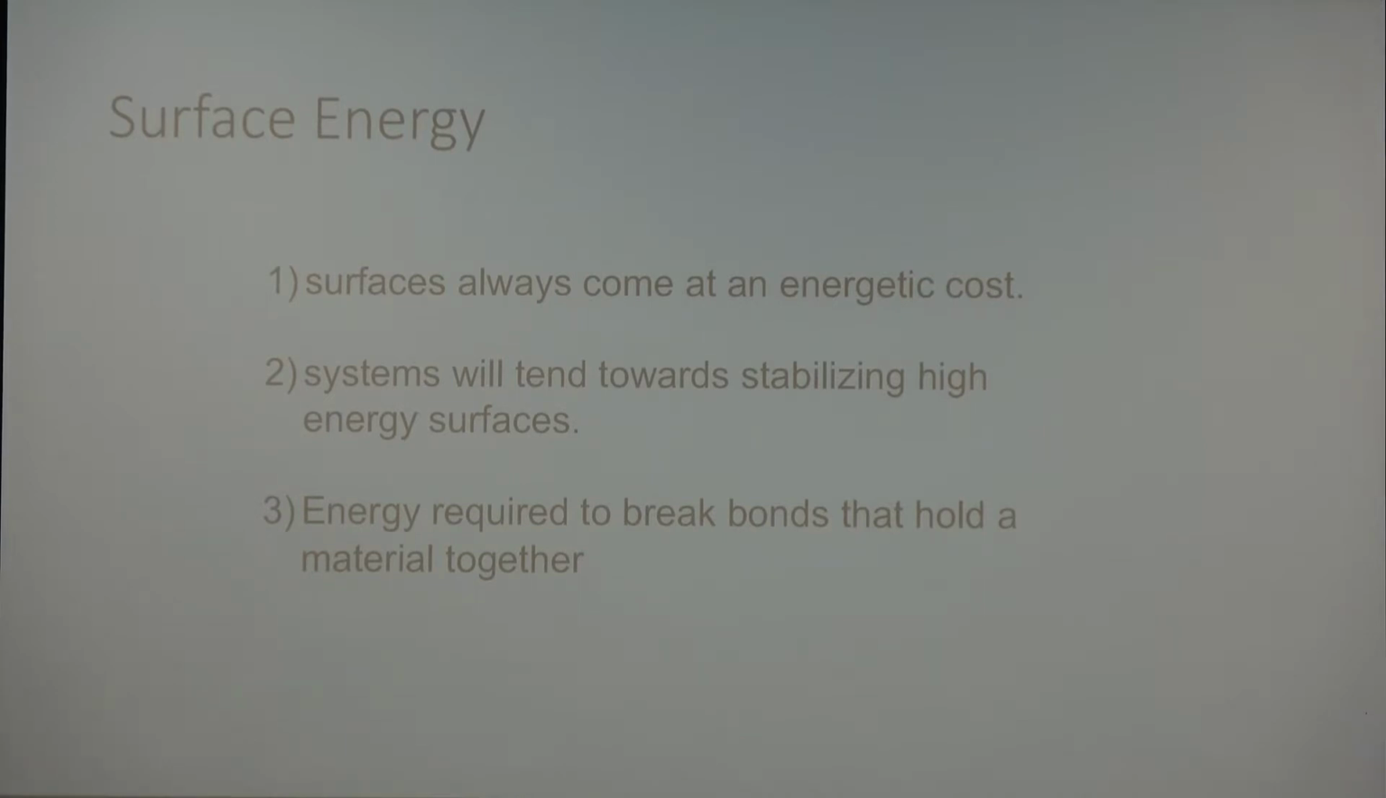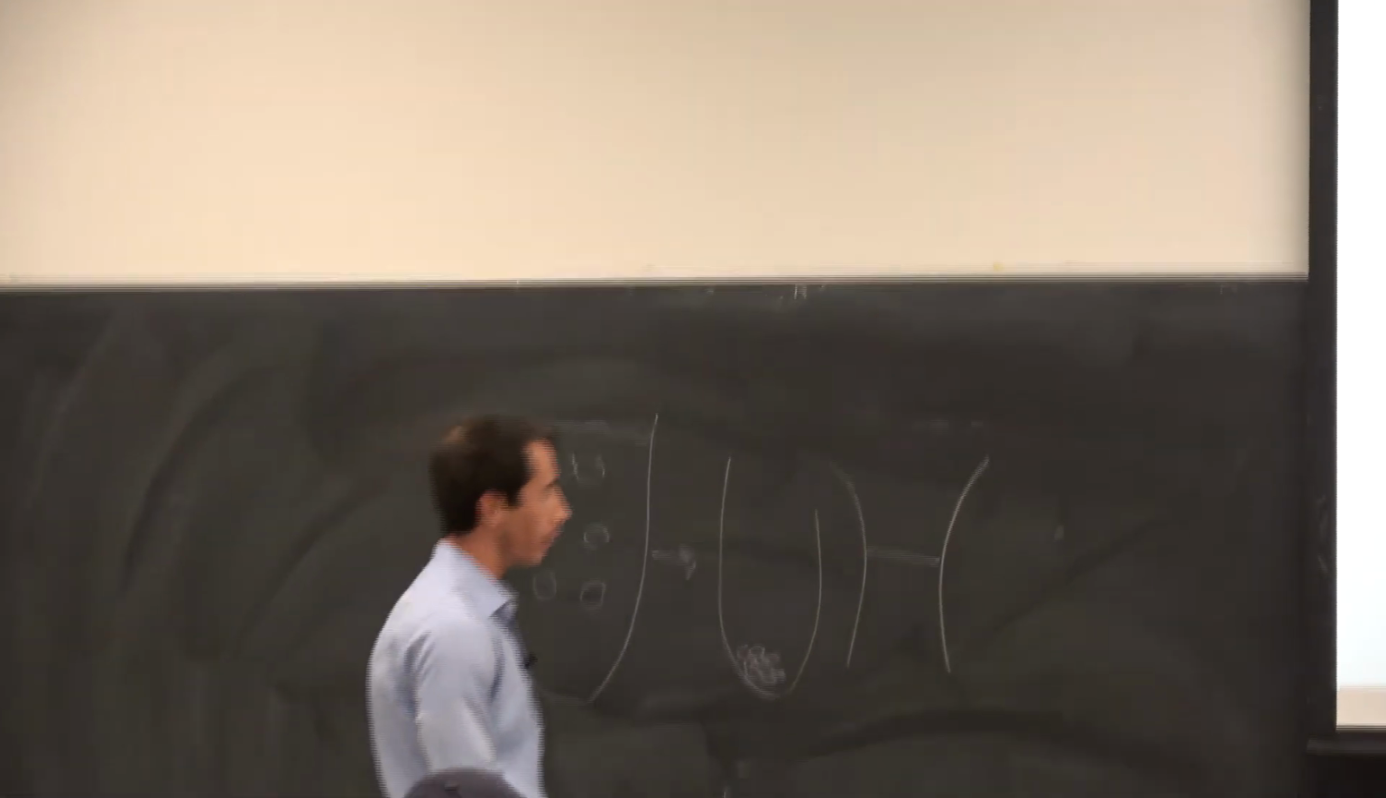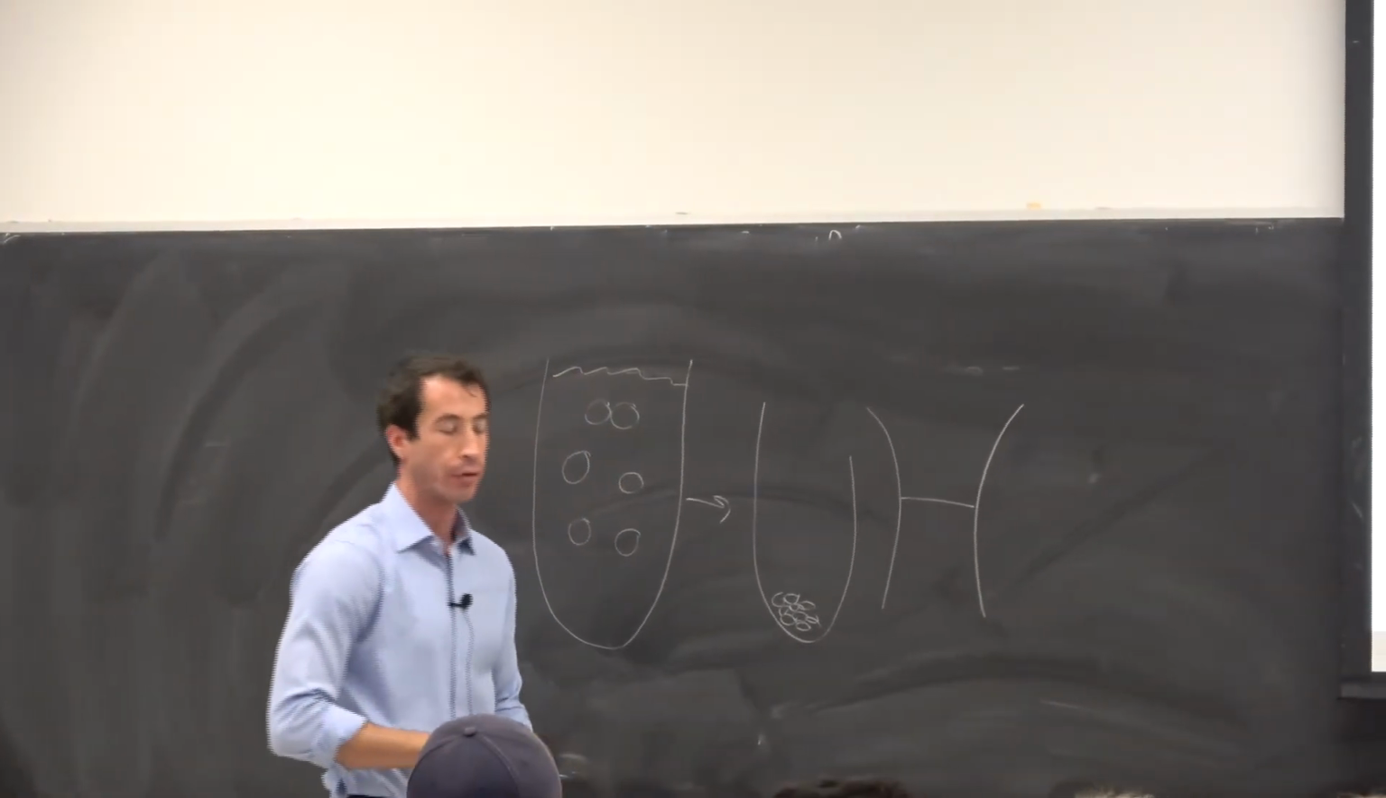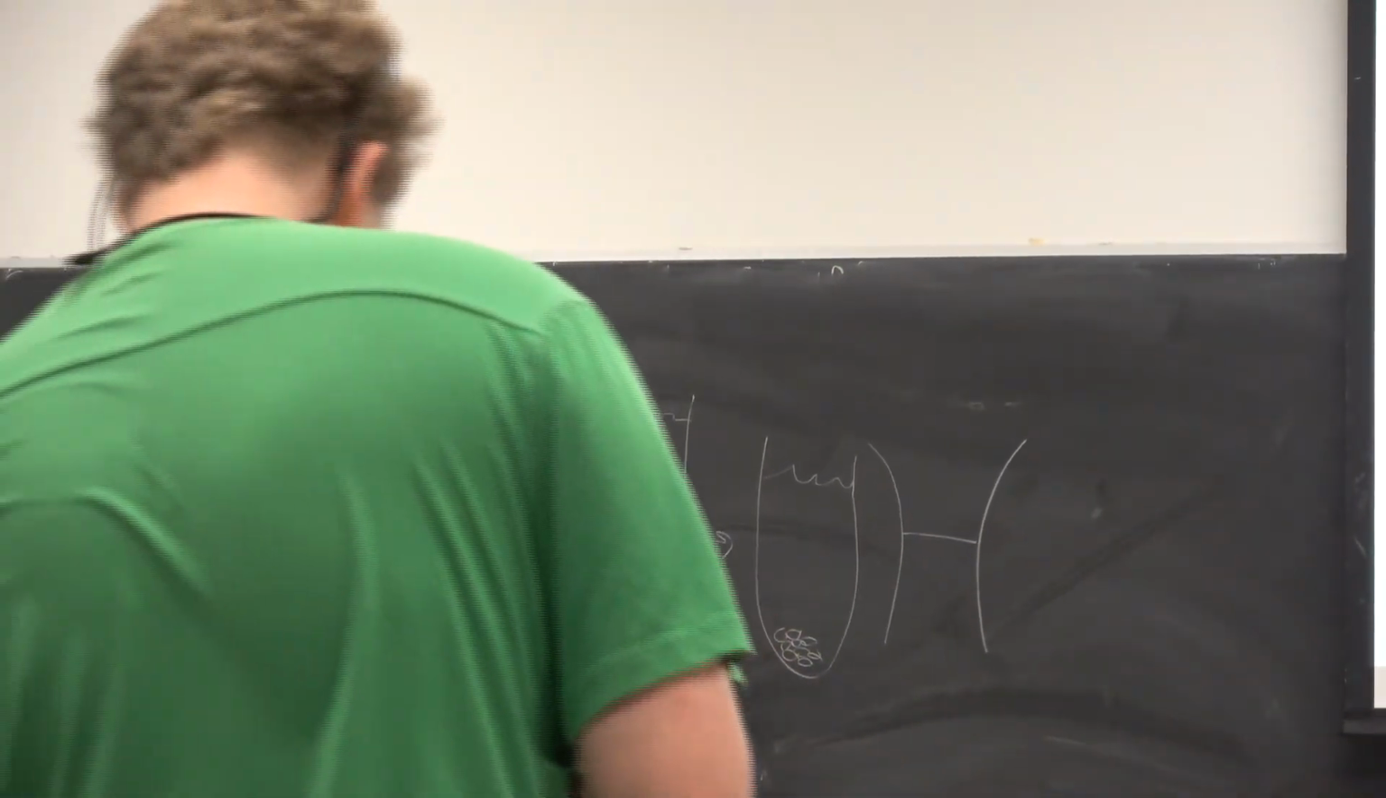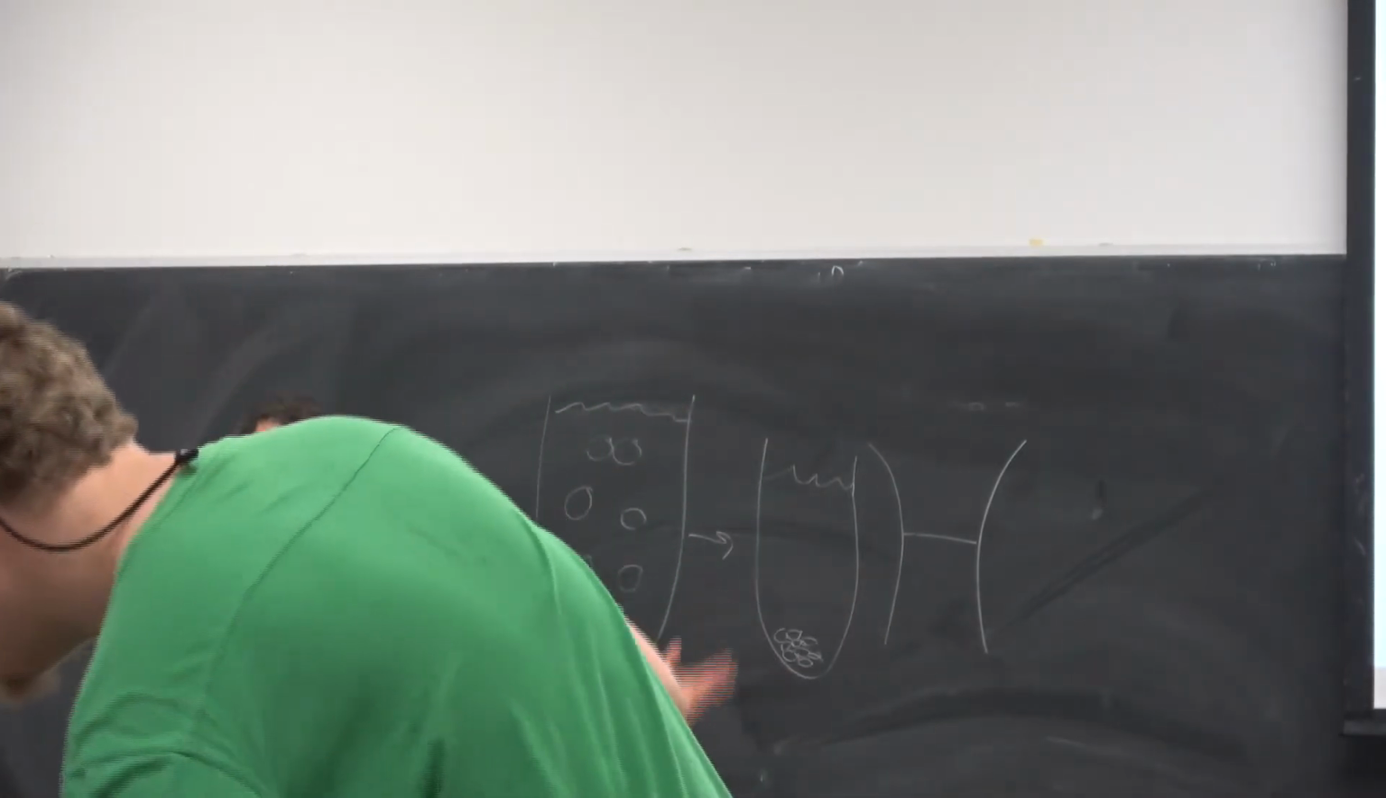Systems will tend towards stabilizing high energy surfaces, meaning that it's more likely for 2 high energy surfaces to want to come together, right? And this is the bane of my existence as a nano engineer, right? Half of all of what I do is trying to prevent nanoparticles, if they're in a tube like this, from going into a chunk of stuff in the bottom, right? This is what I'm always fighting with, whether they're made out of gold or silica or copper sulfide. This is a perennial problem, right? This aggregation of nanoparticles into a chunk of stuff at the bottom of the tube.